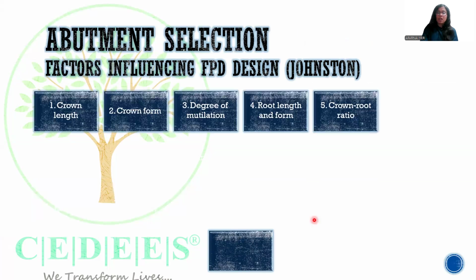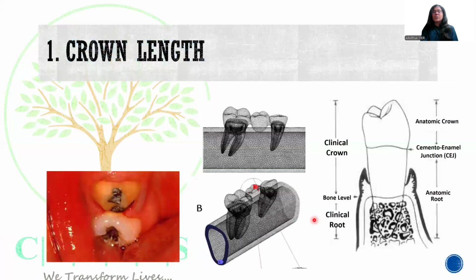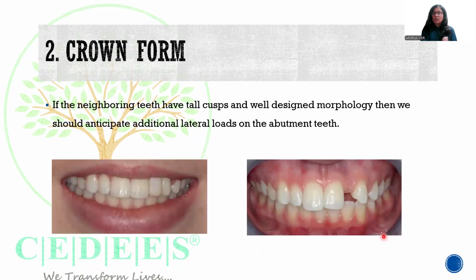Now, the factors which influence the abutment selection in your FPD design include these. We'll be talking about each of these in detail today. The crown length should be a minimum of 4 mm. When I say crown length, it is your clinical crown length and not your anatomical crown length. It should be measured from the crest of the alveolar ridge to the cusp tip. The root length is from the crest of the alveolar ridge to the root tip, and an abutment tooth should have a minimum of 4 mm of tooth structure for it to retain the FPD. If it is not there, then you have to go for alternate grooves, which act as a retentive feature.